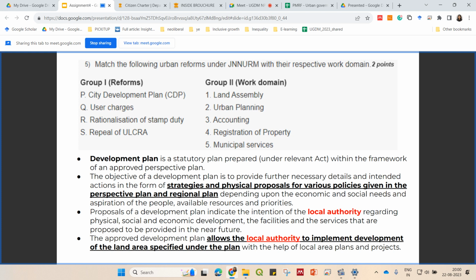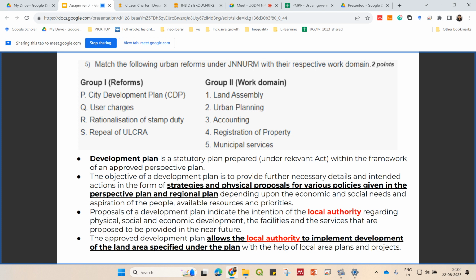The first thing which you have is the city development plan. So city development plan, you might already know, is a statutory plan which is prepared under a relevant urban development act, within the framework of an approved perspective plan. So, for a city development plan to be formulated, there needs to already be a perspective plan, which will have particular policy frameworks which will guide how the development plan will be formulated.